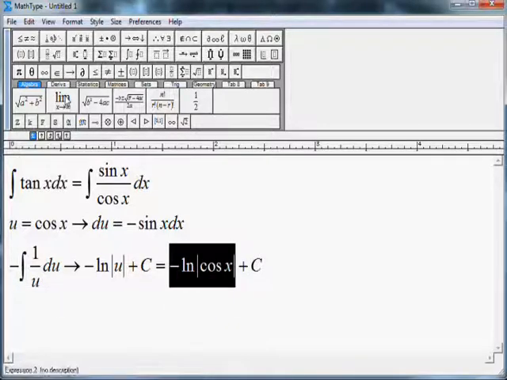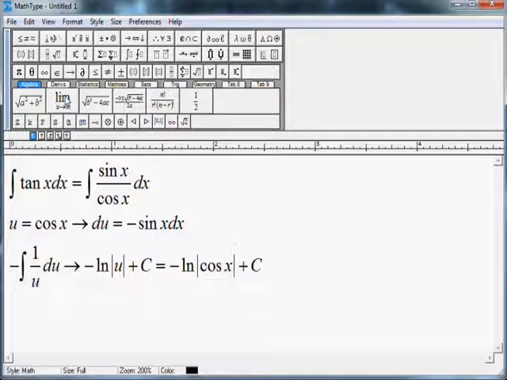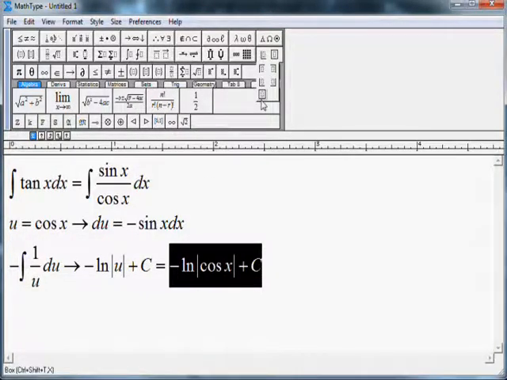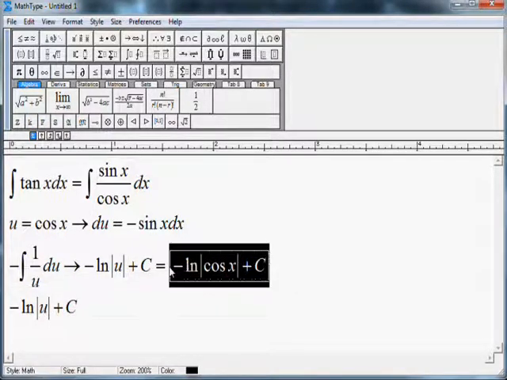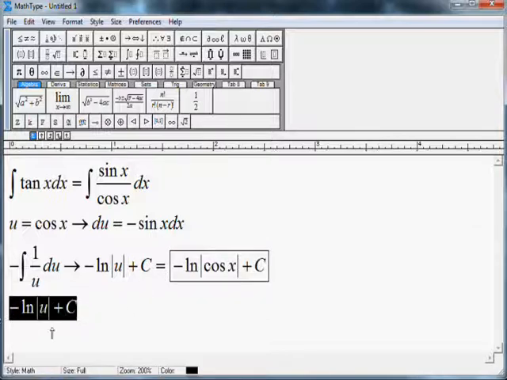And this is what will be in the back of your book when you look up the integral of tangent. And if you want, you can bring this negative up. In fact, let me do that. This is the answer. But if you wanted to, you can bring this negative up to here.